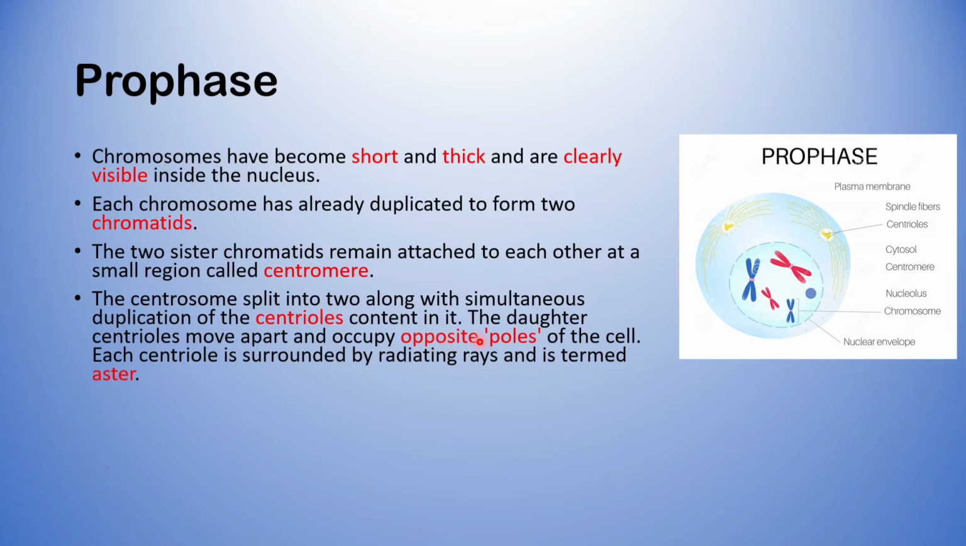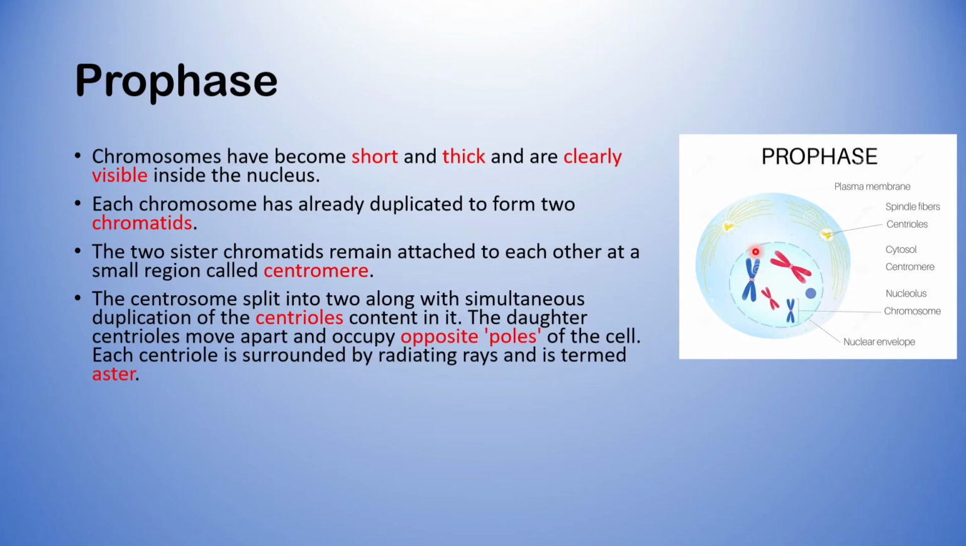Now at the opposite poles of the cell, each centriole is surrounded by radiating rays, termed as aster. So when the daughter centrioles move apart and occupy the opposite poles of the cell, these daughter centrioles are now termed as asters.